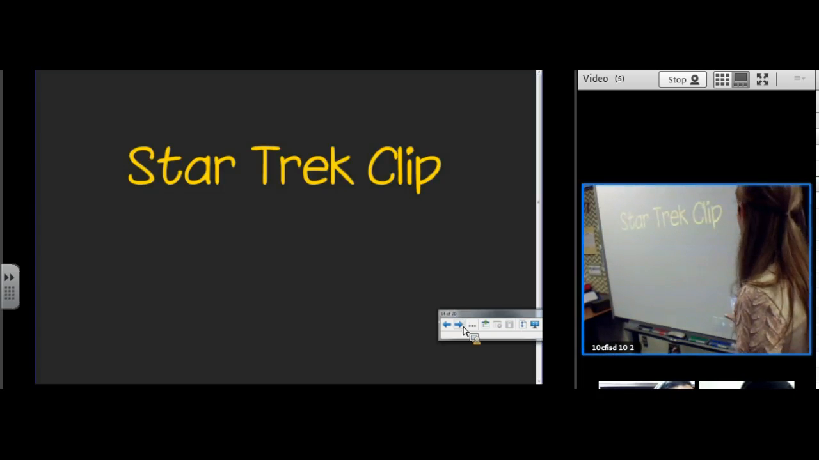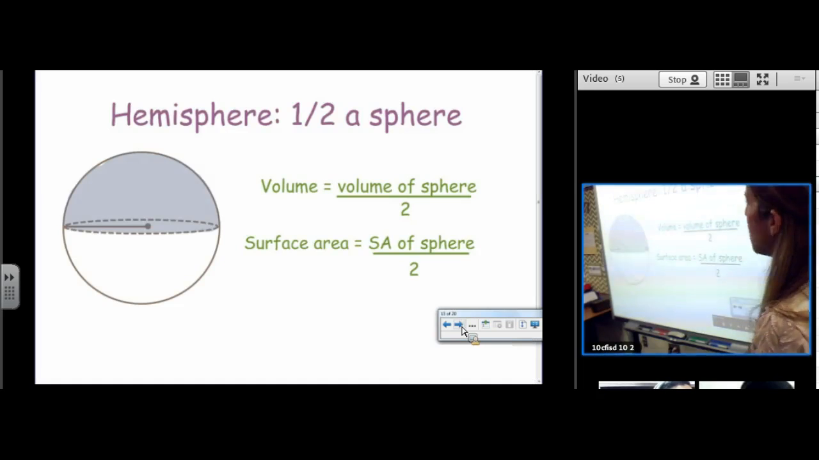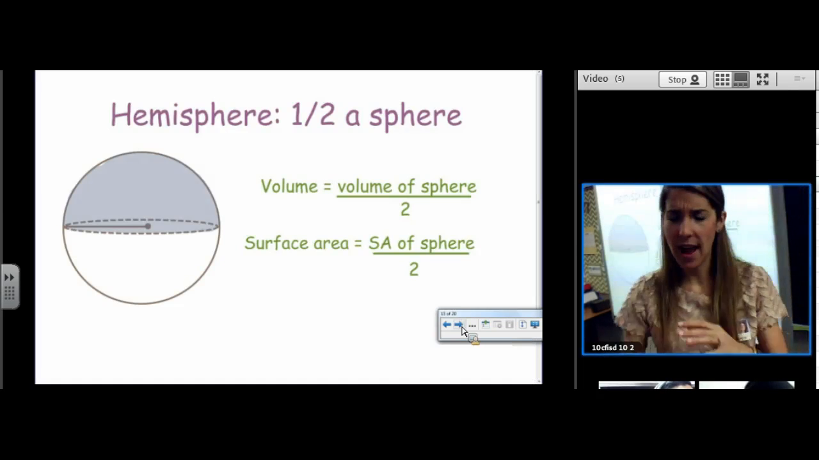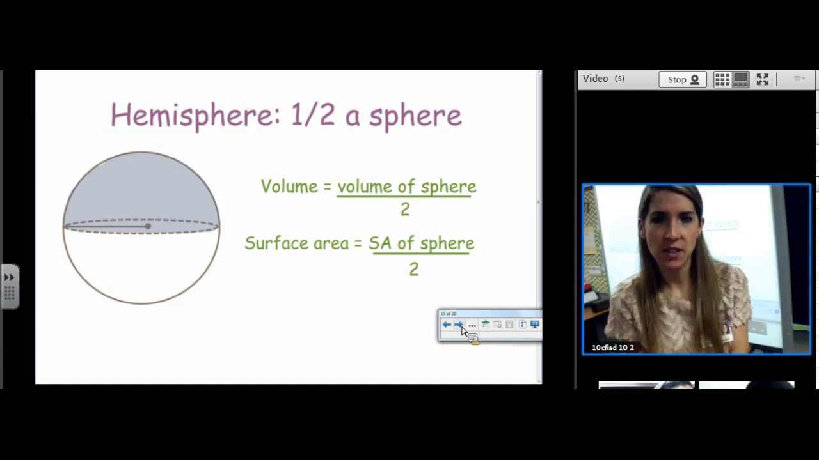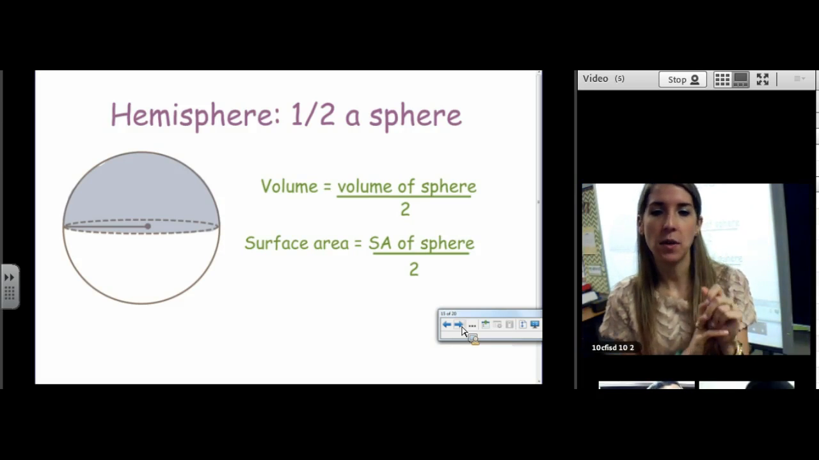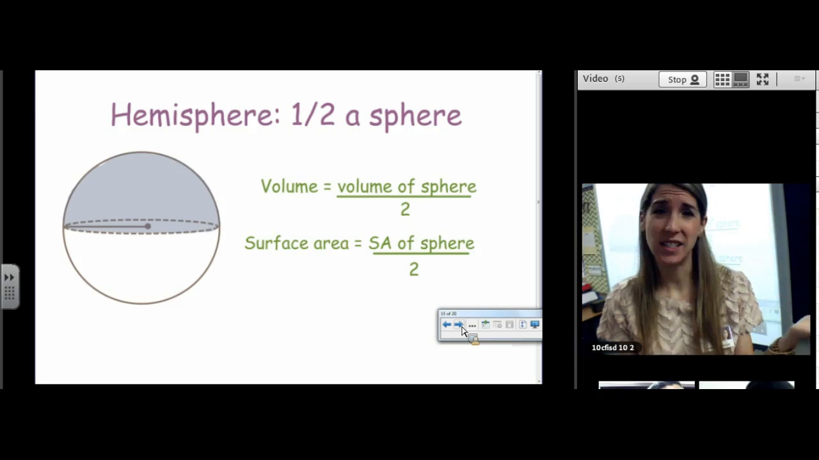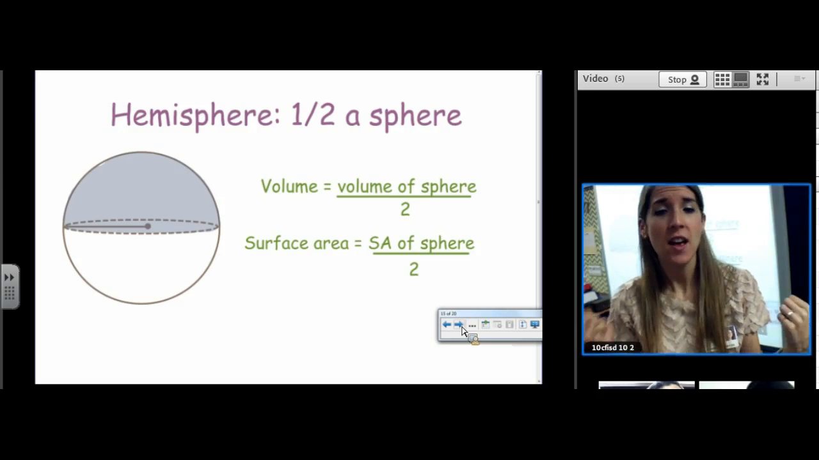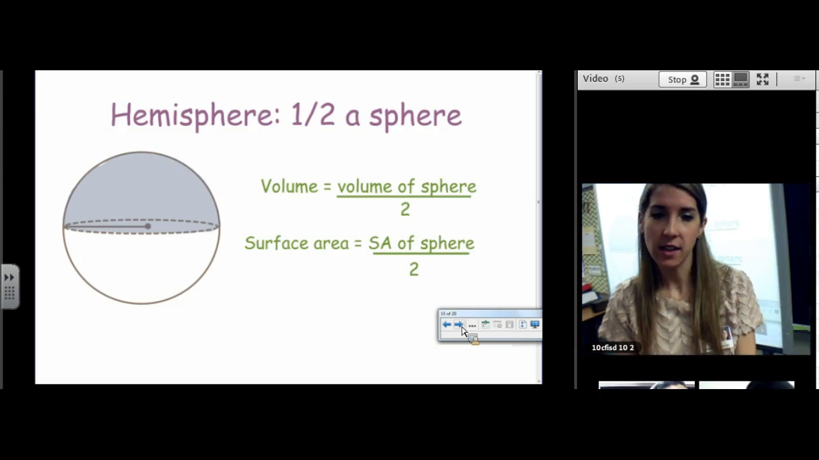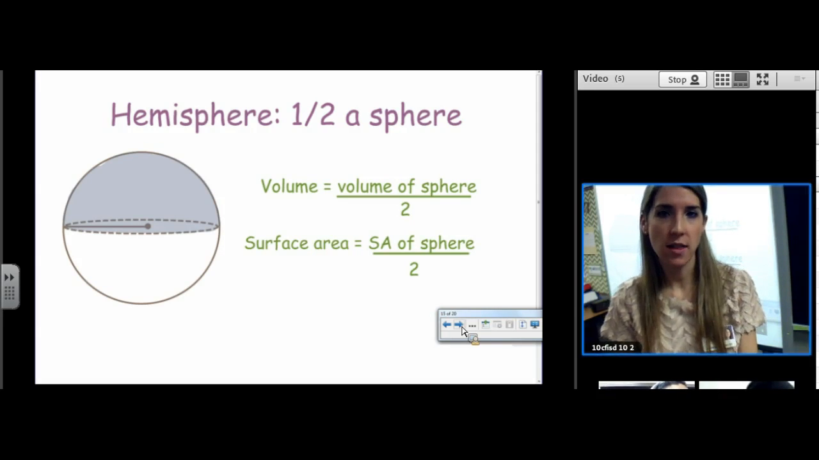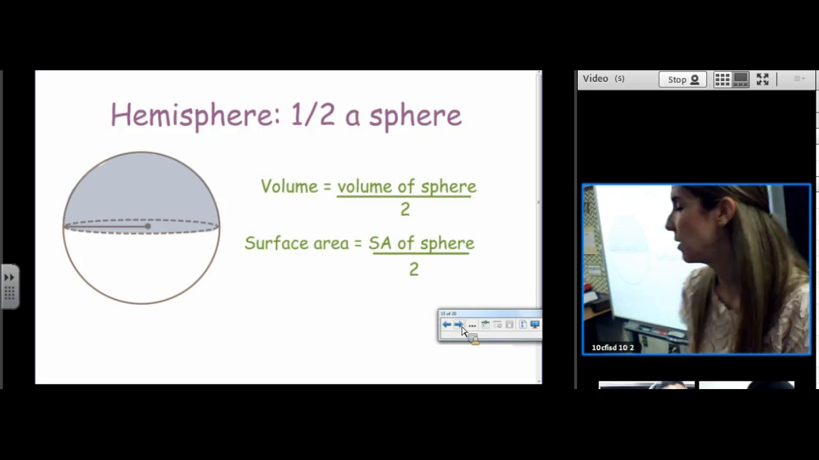Okay, sorry, we're not going to watch the video clip. You don't need to write this down in your notes. I just want everyone to understand that a hemisphere is half of a sphere. So if you want to find the volume of a hemisphere, you just take the volume of the sphere and cut it in half. Same with surface area. You just cut it in half. So we might ask you to find the volume or surface area of a hemisphere, and you're just expected to divide by 2.